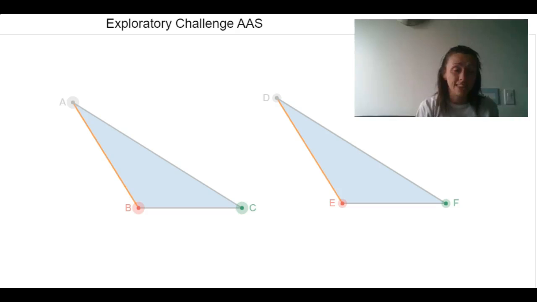Therefore, we can say that the angle, angle, side criterion is actually an extension of the angle, side, angle. It makes sense because they both involve two angles. The difference is whether or not the side is between the two angles, and in this case you can see that it doesn't matter if the side is between the two angles or not. You can still prove that the two triangles are congruent. Next we have one final and fifth congruence criteria, hypotenuse leg.